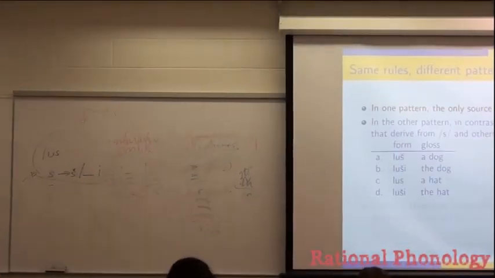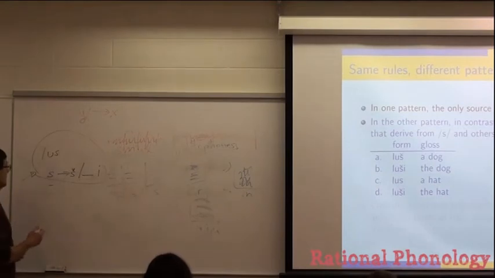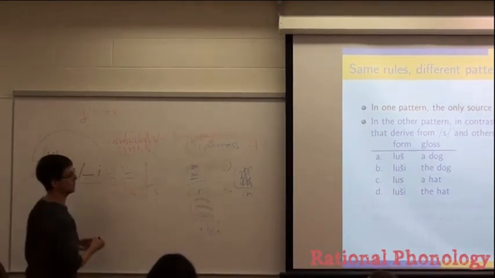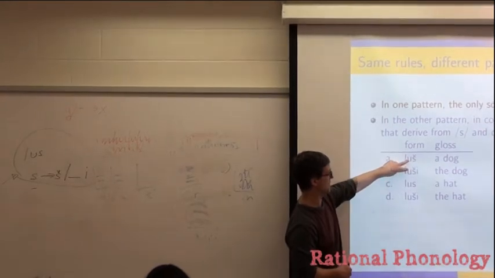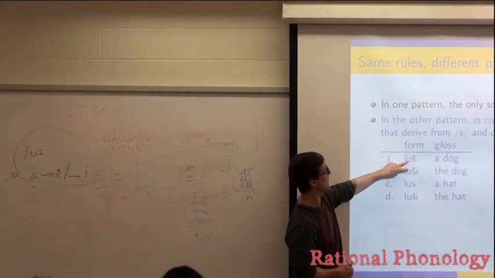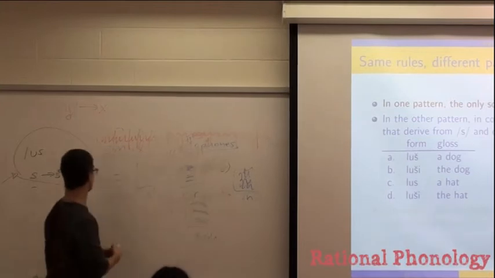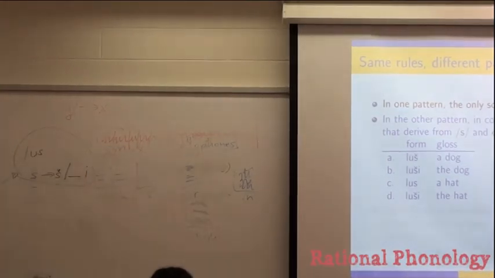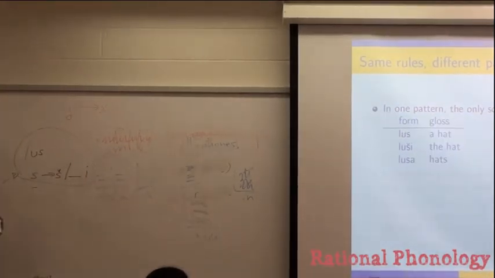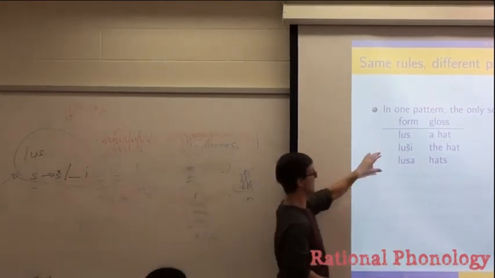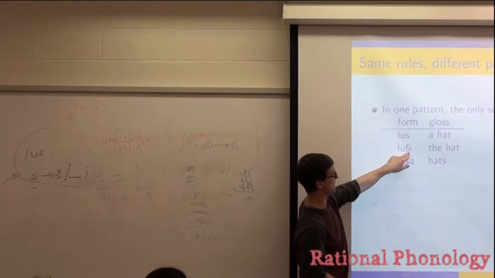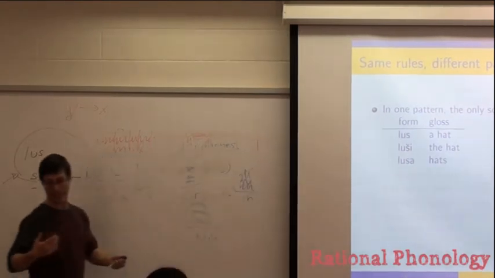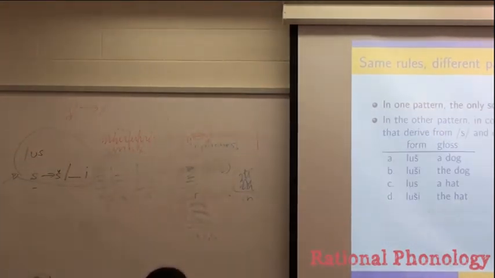And then in the other language, we also had S goes to should before I. But here we happen to also have underlying shoulds. So in the previous language, the only source of should, let's say this is representative data, I can't show you the absence of things, the only shoulds are from S's that became should before I. But in the other pattern, the neutralization pattern, there's underlying shoulds as well.